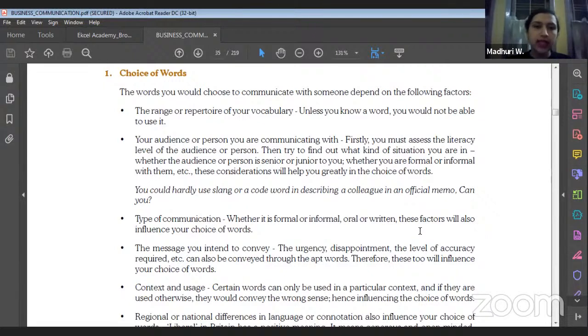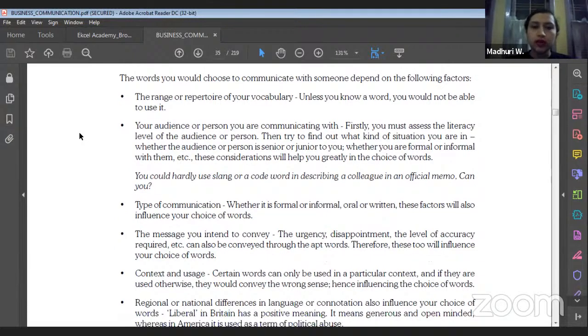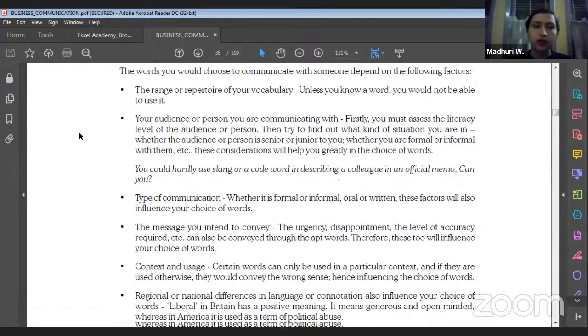So the next thing is choice of words, right? So how do you choose a right word? What does it depend on? What does your choice of words depend on? The first thing is it depends on the range of your vocabulary, right? Unless you know a word, you can't use it. So the way to help improve that is by reading more, by listening more effectively, actively, right?